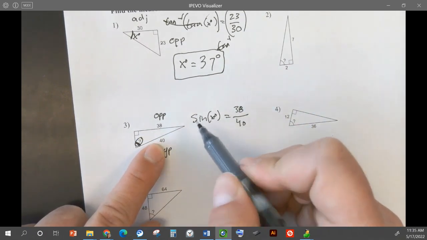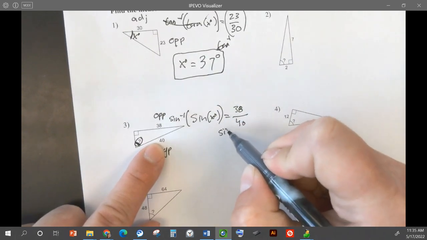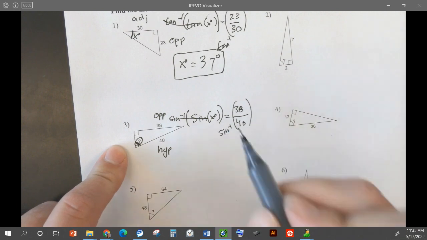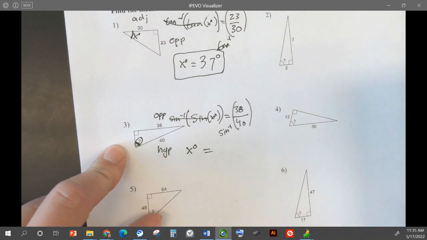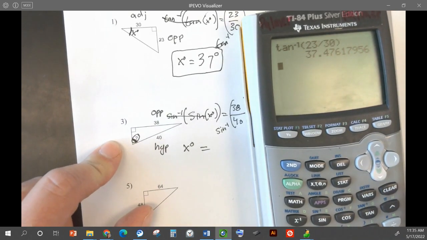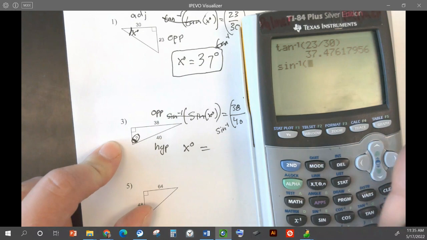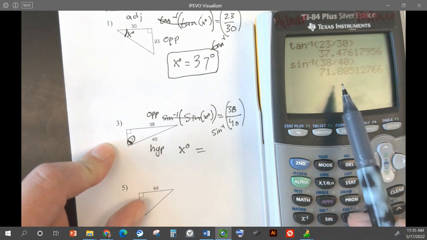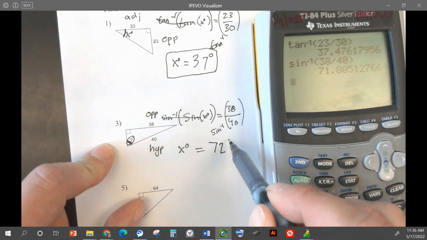We need to get rid of sine, so we're going to do inverse sine. Opposite of sine. Sine inverse. So sine inverse cancels with sine. So we have x equals sine inverse of 38 over 40. So second sine, that gives us that little minus one sign, that's inverse sine. And then we plug in 38 divided by 40, parentheses. And then we look at the first decimal, it's bigger than 5. So that tells us we're going to round up to the degree 72.